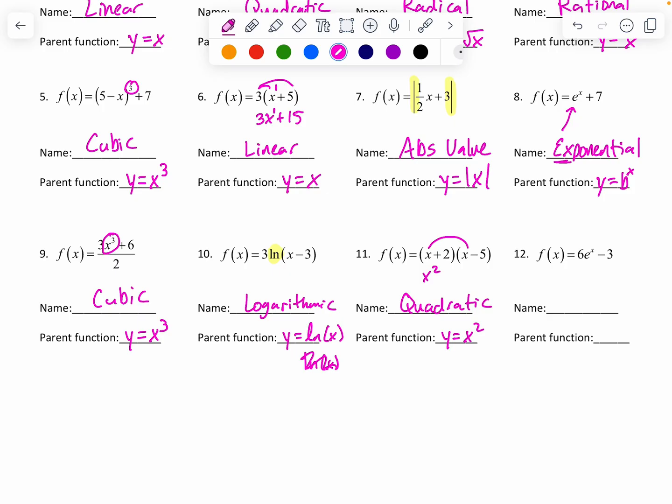And finally, number 12, ooh, I see that e to the x again. So e to the x tells me exponential. So its parent function is y equals b to the x.